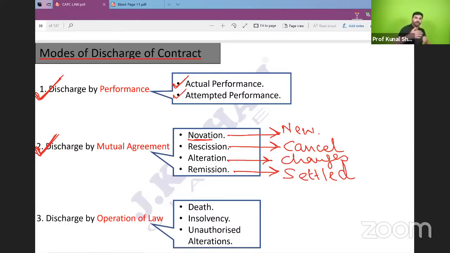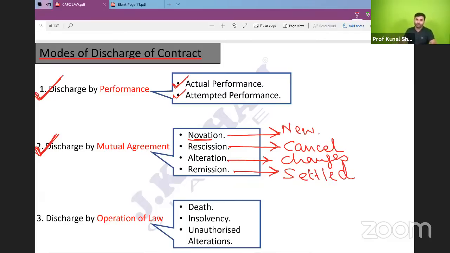Under novation, a new contract gets formed. For that reason, the old contract gets discharged. The contracting parties who had already entered into a contract are now again entering into a new contract. For that reason, the old contract gets discharged. But when you are entering into a new contract, that has to be done through a mutual agreement, and through mutual agreement, you are discharging the old one as well. So novation means a new contract gets formed.